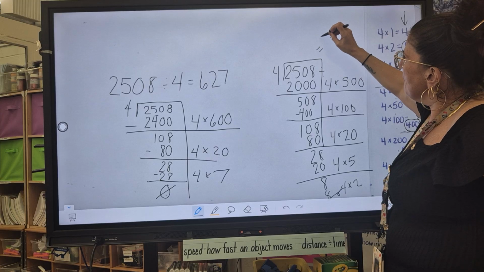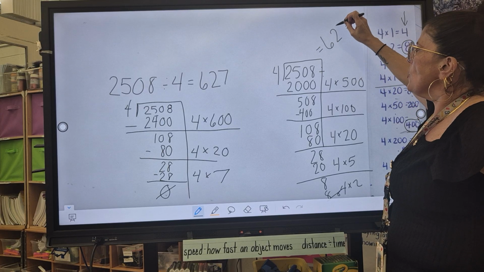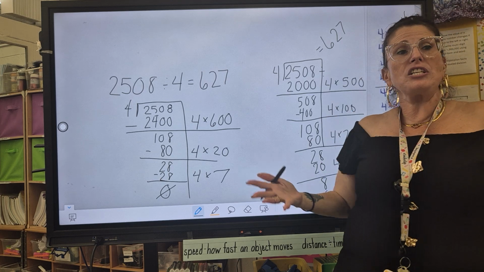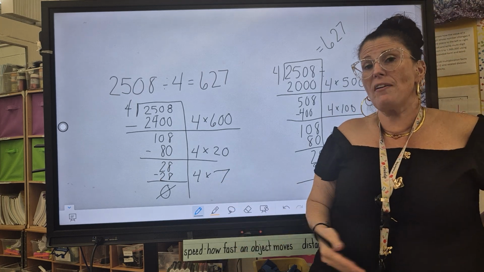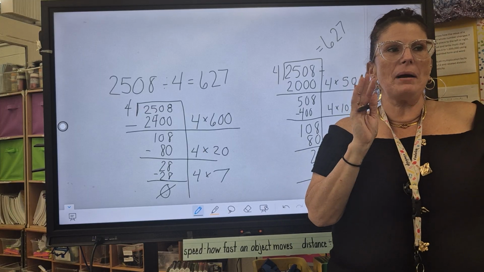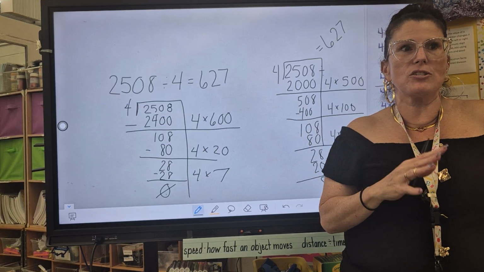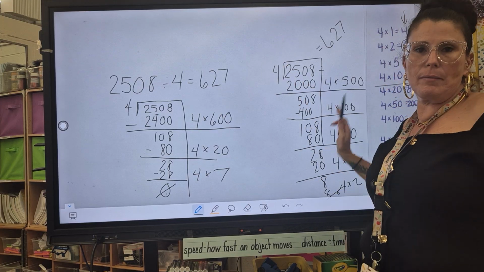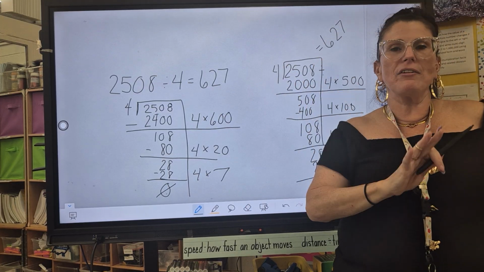We still arrive at the same answer, and we don't have to be familiar with our multiplication facts. Unfortunately, not all of us are great at our multiplication facts, but we can be successful with division. Again, I tell the students, use a strategy that you've been taught that works for you. If this does not work for them, we're not making them do this. They use whatever they need to be successful.